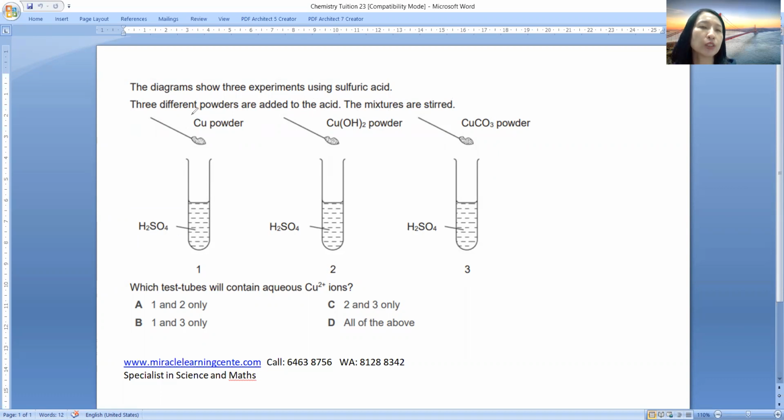Okay, this one there's no reaction because copper is not a reactive metal. Any metal that's below hydrogen in the reactivity series cannot react with dilute sulfuric acid and dilute hydrochloric acid.